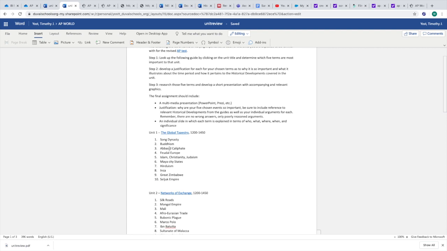I also think that it would be a good idea to try to pick and choose from throughout the world. You don't want to just stick in one area. You don't want to just stay in Asia or Europe. So the Song Dynasty, which is Chinese, you definitely want to look at that. Feudal Europe, the Abbasid Caliphate, which is in the Middle East, and then you want to go over to maybe the Maya city-states, and even the Great Zimbabwe, because that's in Africa, and you've got about 4 or 5 right there already.